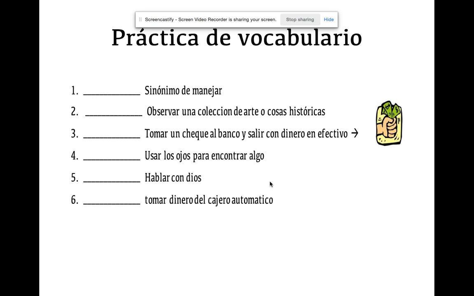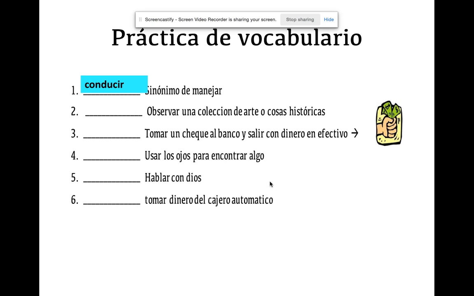So, número uno, sinónimo de manejar. So last unit you had manejar con cuidado, which is to drive with caution. So here you have sinónimo, a synonym of manejar, which would be conducir. Manejar, conducir. Conducir, manejar. Número dos, you have observar una colección de arte o cosas históricas.